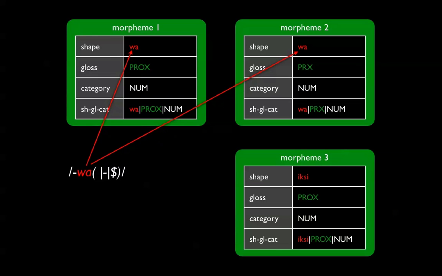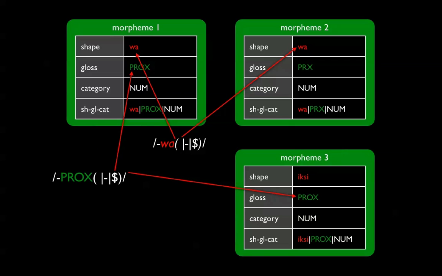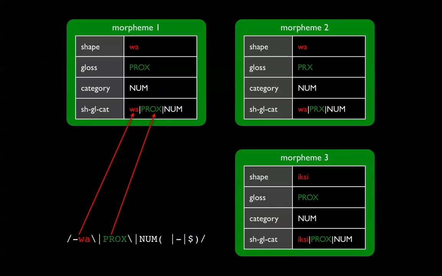Now, if we use a regular expression to match the shape wa in the morpheme shape field, we will get forms that contain either morpheme 1 or morpheme 2. If we try to improve this by matching wa in the morpheme shape field and prox in the gloss field, then we will get all forms that contain morpheme 1, which is what we want. But we will also get any forms that contain both morpheme 2 and morpheme 3, which is not what we want. The solution is to search for wa followed by prox in the shape gloss category field. Only this search will give us all and only the forms that contain morpheme 1.